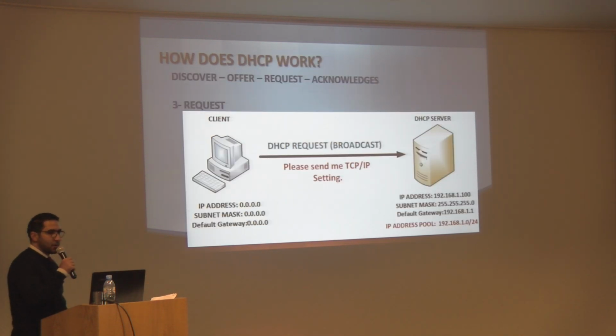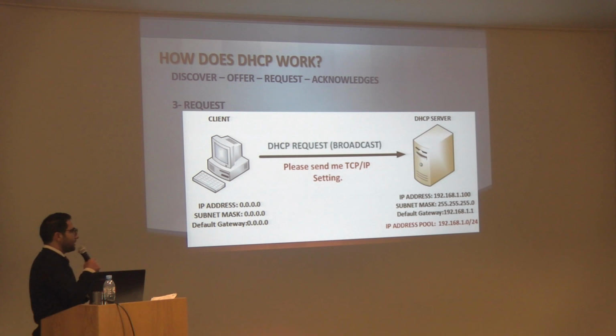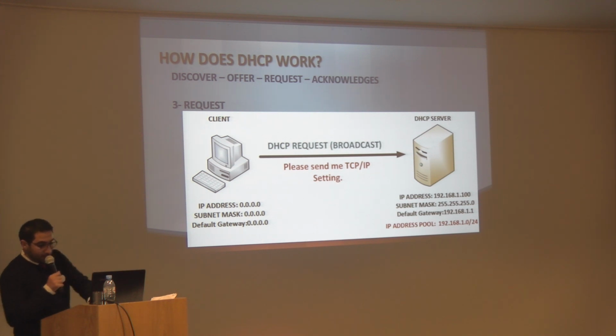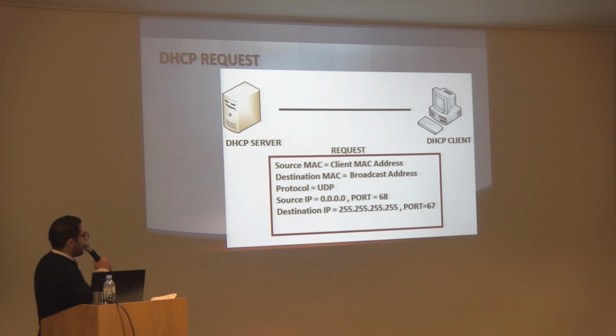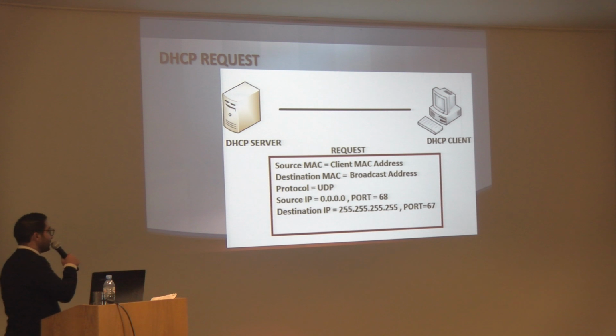The third message is Request, where the DHCP client accepts the network parameters from the DHCP server. The format is shown in this picture. The source MAC is the client MAC address, and the destination MAC is the broadcast address. The protocol is UDP, and the source IP is 0.0.0.0 on port 68. Finally, the destination IP is 255.255.255.255 on port number 67.